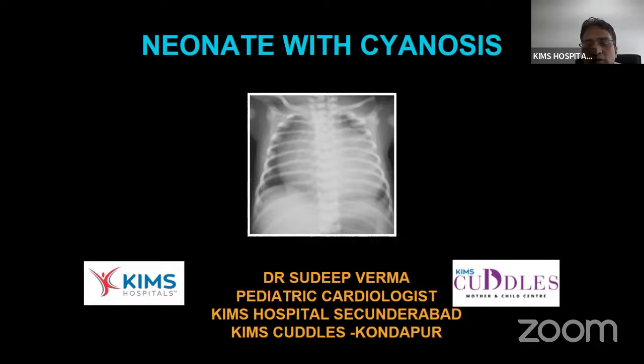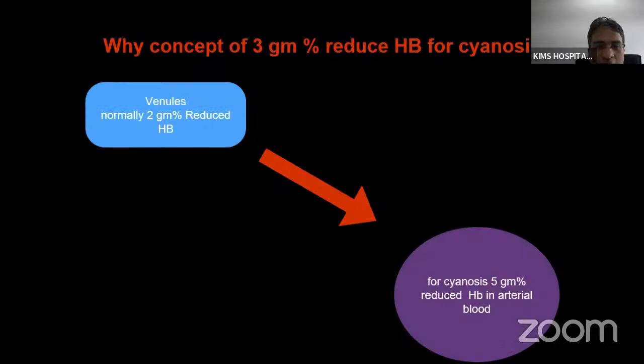Whenever you are seeing cyanosis, first you have to rule out whether it is cardiac or non-cardiac. After that, for cardiac, you have to see only two things: whether it's cardiomegaly or non-cardiomegaly, and oligemia or hyperemia.